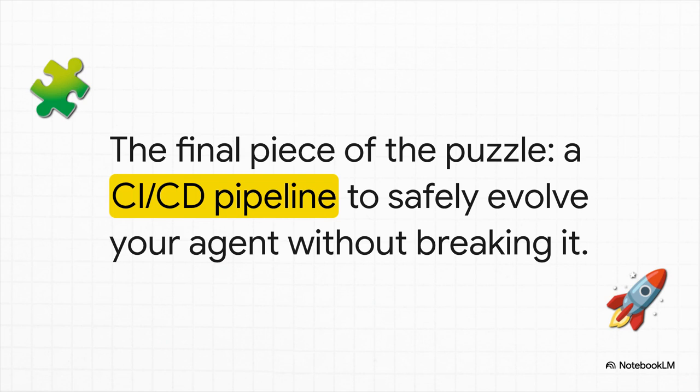Your agent is going to change. You're going to add new tools, update the models, fix bugs. A CI/CD pipeline, that stands for continuous integration and continuous deployment, is the automated machinery that lets you safely test and roll out all these changes without breaking anything. It's the engine of continuous improvement.